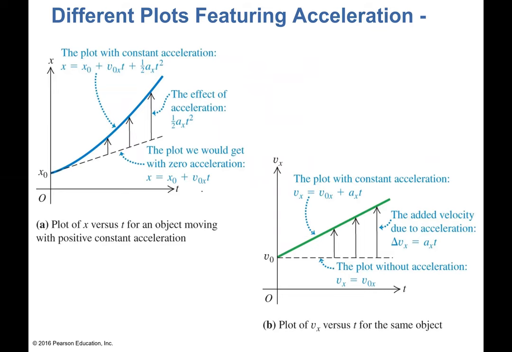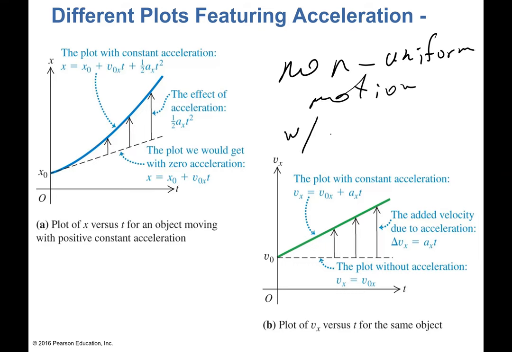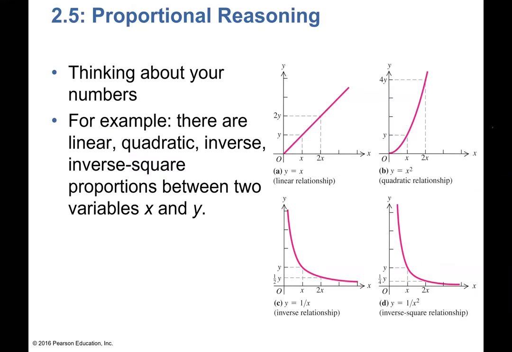All right. So this shows the graph of position versus time when you have a constant acceleration. This is a non-uniform motion, with a as constant acceleration. Your position versus time graph will be curved like that, and your velocity versus time will be a straight line, a linear increase.